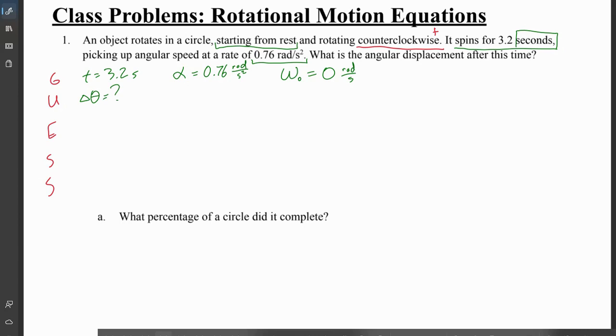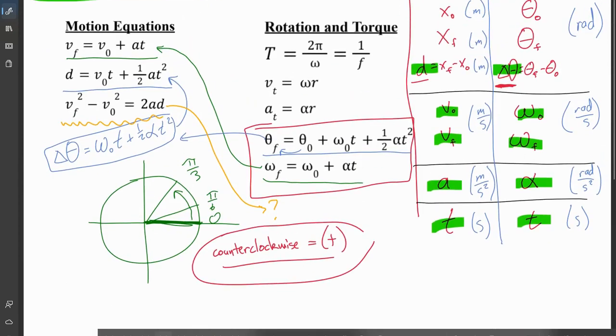All right, equation. So we need to find some equation that relates time, alpha, omega naught, and delta theta. So if we look at our rotational motion equations, right, we only have these two. Is there one of those that relates time, alpha, omega naught, and delta theta? Remember, delta theta is theta final minus theta initial.